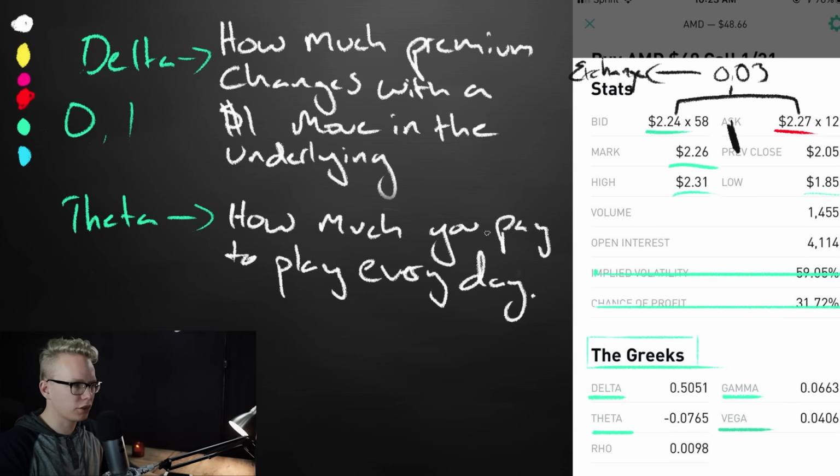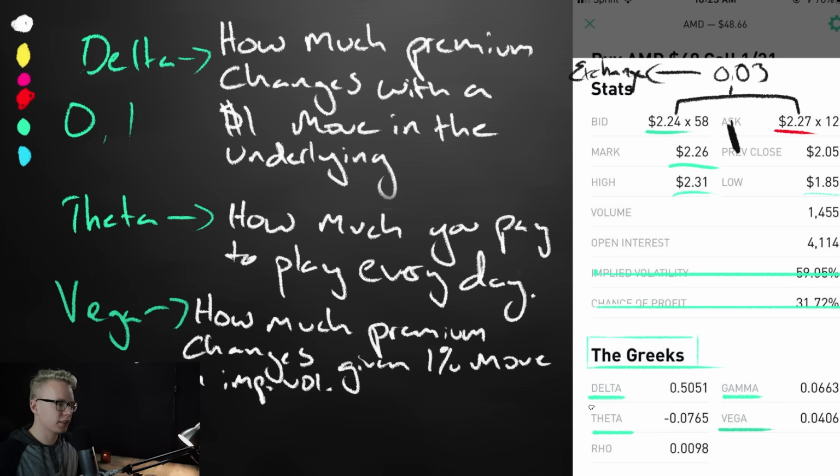Vega. Vega is how much your premium is going to change based on a 1% move in implied volatility. So if implied volatility increases, you are going to make $4. Almost like how delta is to the stock price, Vega is to implied volatility. So you can see there's a positive correlation, and that's going to be positive for both calls and puts. Implied volatility is good for both calls and puts.